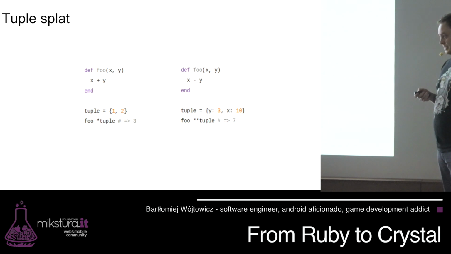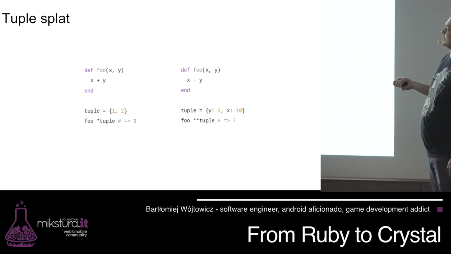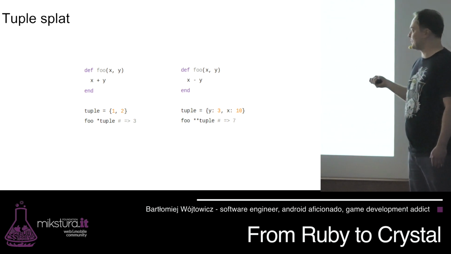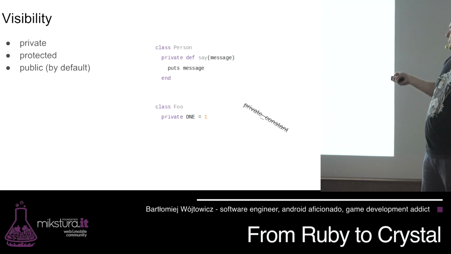Okay, and there's a tuple splat. If you have a tuple and you put an asterisk sign before it, this will basically expand. So x will be 1 and y will be 2. And if you have a named tuple, even if you mix the order, it will automatically assign the proper keywords to the proper arguments.